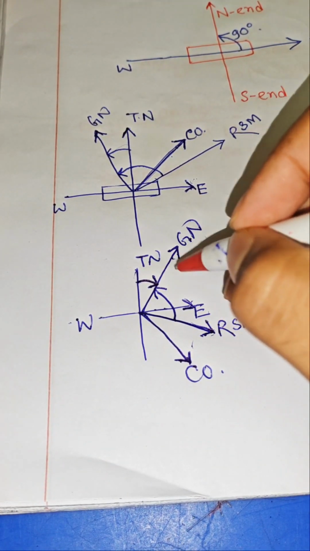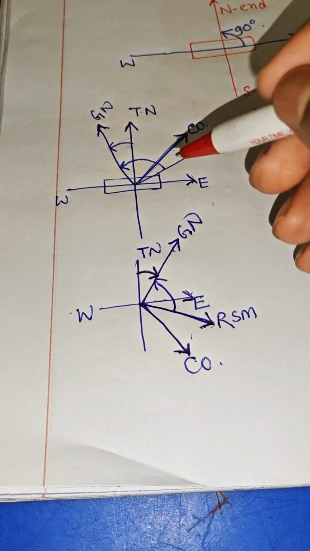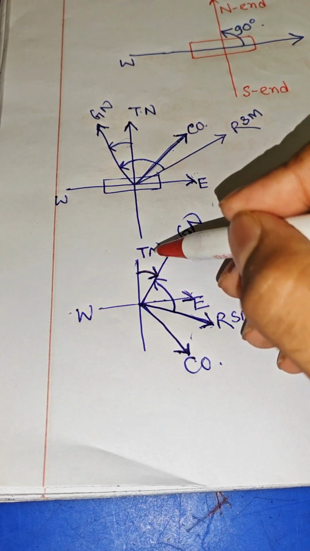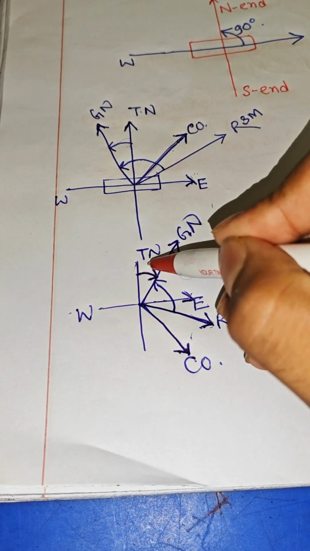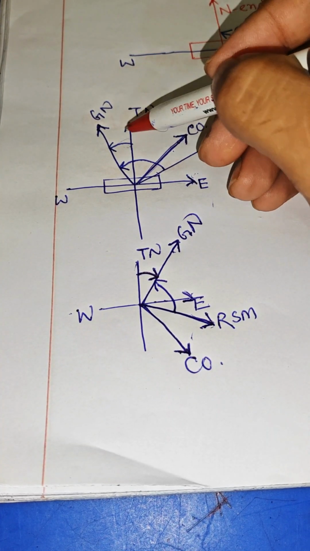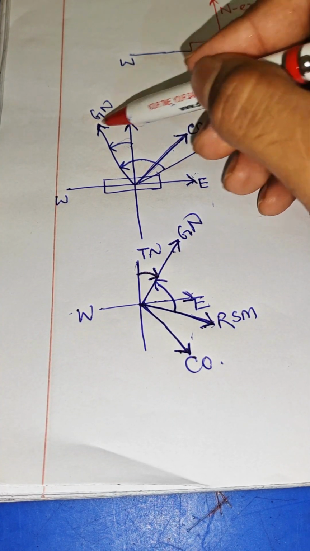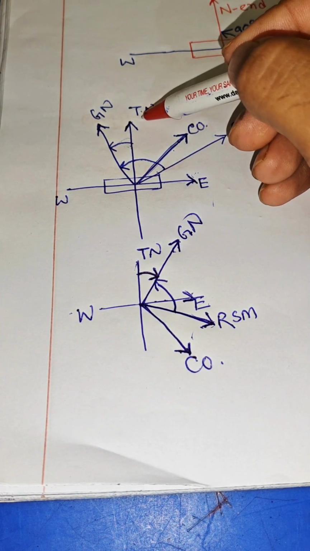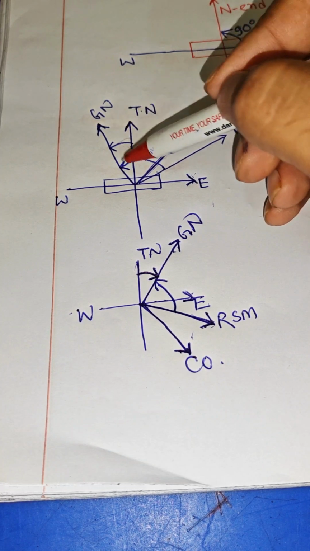So in this figure, this is the easterly error. In this figure, gyro north is deflected from true north easterly, so this is easterly error. And in this figure, gyro north is deflected westward, westerly from the true north. So this is westerly error.